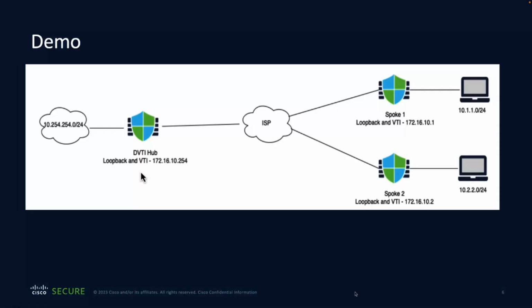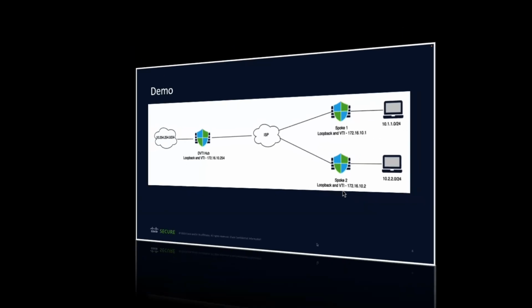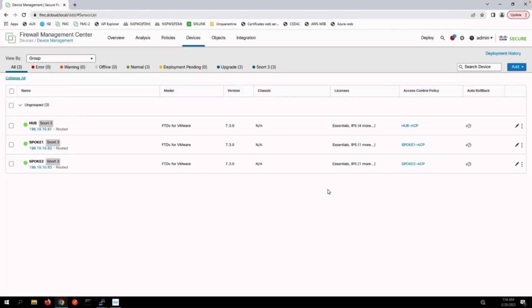Now let's take a look at it. Here's the topology. We have the hub FTD and two spokes, spoke 1 and spoke 2 at the remote branches. The hub will be configured with DVTI and the spokes will connect to this DVTI to bring up the VPN tunnels.